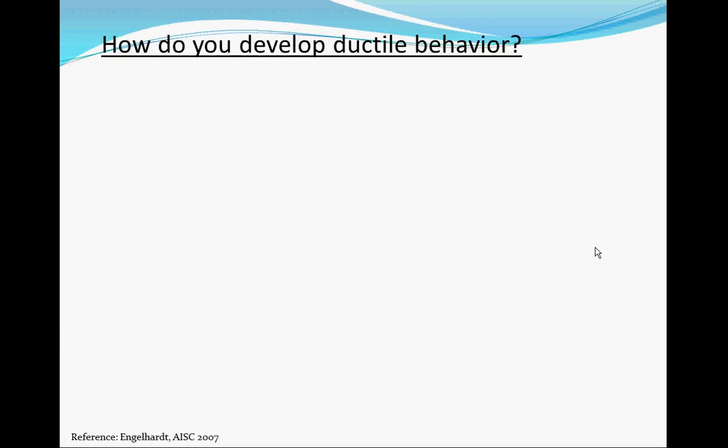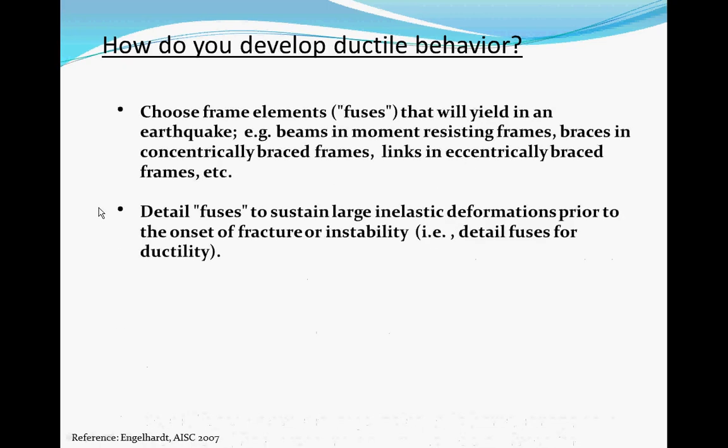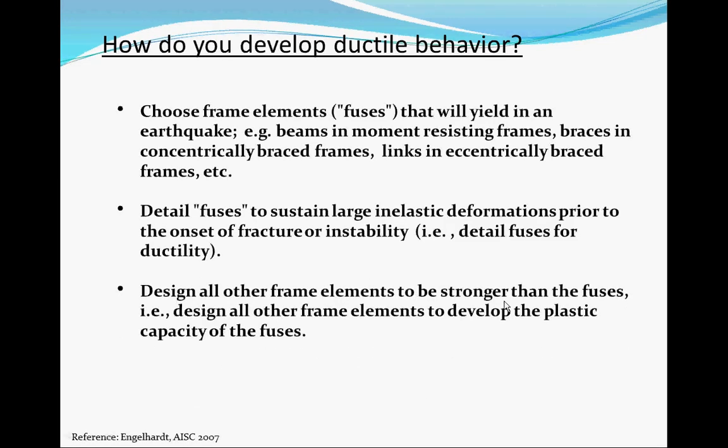So how do you develop ductile behavior? You choose the frame element, the fuse, that yields in an earthquake. So beams in moment frames, braces in concentric braced frames, or links in eccentric braced frames. Then detail these fuses, making sure they can sustain the inelastic deformation prior to fracture and instability. And then you design all frame elements to be stronger than the fuse. So we design the column, the beam, and whatever part of the connection that's not yielding to be stronger than that. That is the ductile behavior, and that's the concept.